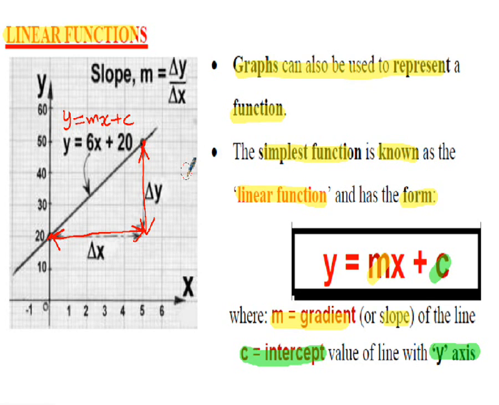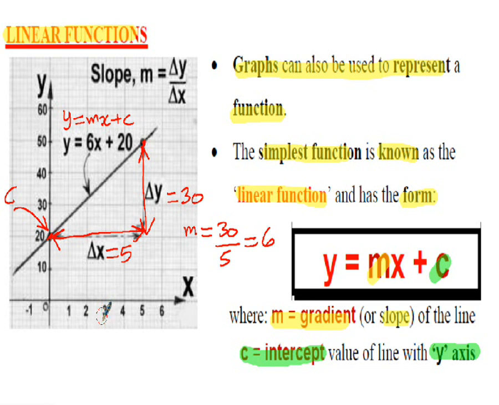We can clearly see that the vertical distance is going to be 50, take away 20, so that's 30, and the horizontal distance we can see is 5 from the x-axis. Then the gradient, the m, is given by 30 divided by 5, which is equal to 6. We can clearly see that the intercept, the c value, is 20.